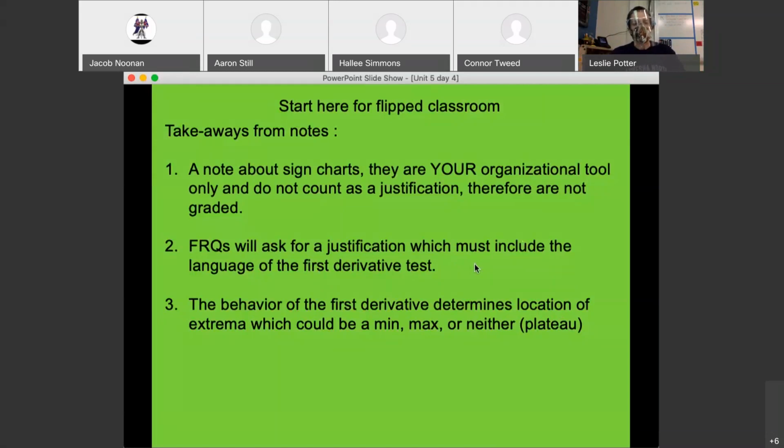That's what I was just saying. The behavior of the first derivative determines the location of extrema, which can be mins or maxes, or neither. That's when we don't get the sign switch. So any questions there?